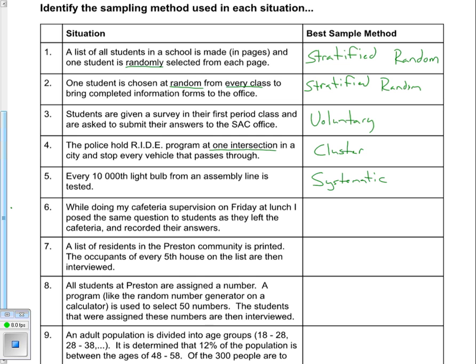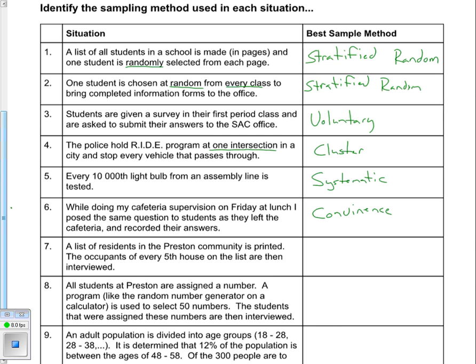If we look at number 6, it says that while I do my cafeteria supervision on Friday at lunch, I pose the same question to students as they left the cafeteria, and I recorded their answers. Okay, and so in this particular instance, I don't know who the students are going to be in the cafeteria. They could be from grade 9, grade 10, 11, 12. They could be mostly males. They could be mostly females. They could be people who are interested in music or whatever. It doesn't particularly matter to me. I'm just set up at the doors asking the same question. Okay, and so this is actually a situation of convenience. So this is a convenience situation.